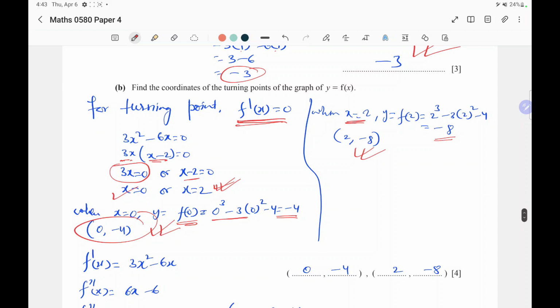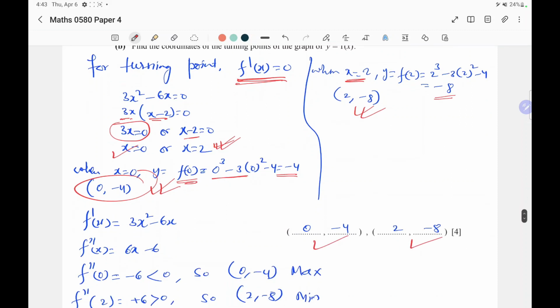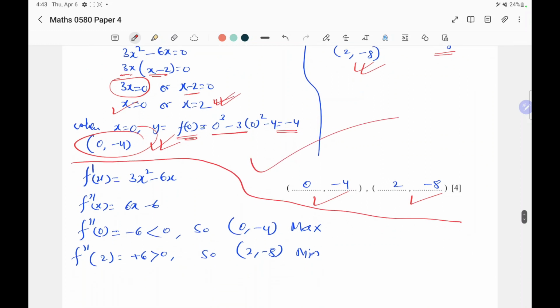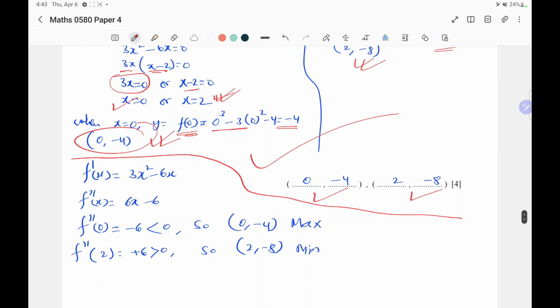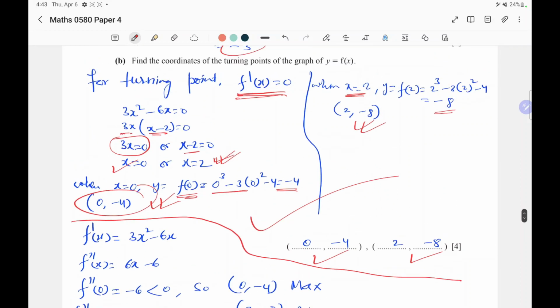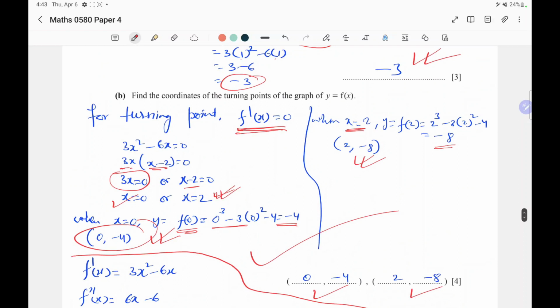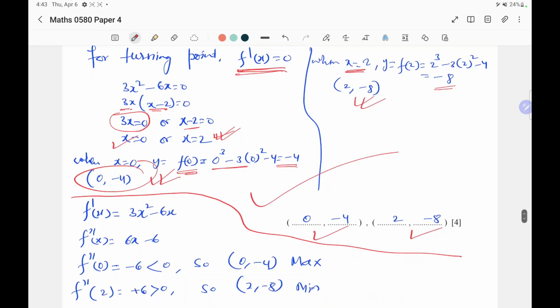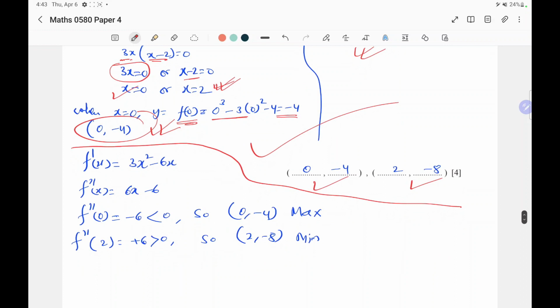Okay, so right now we got two turning points, which are 0 comma minus 4 and 2 comma minus 8. So for this particular question, this is fine. I mean this solution is fine. But I feel this is incomplete, because whenever they are talking about the turning point, then we should also give some explanation about those turning points, like whether that's for maximum or minimum. So it's not so tedious or difficult.